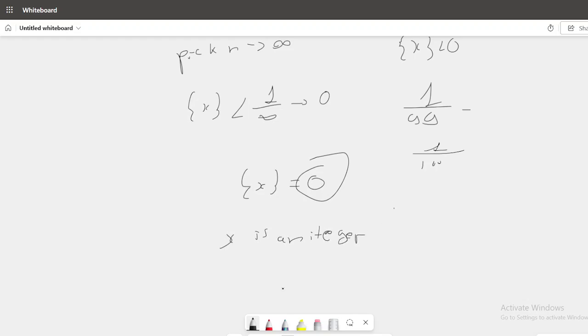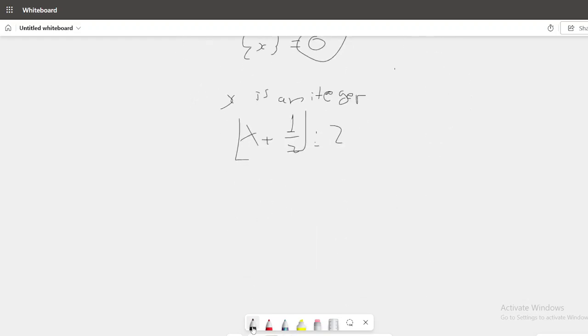but it doesn't end there. x is an even integer because the floor of x plus 1 over 2 needs to be 0. I mean, needs to be divisible by 2. So the answer: x is an even integer.